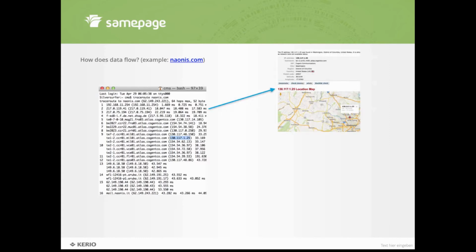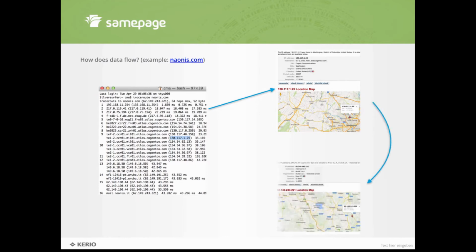When you do a trace route, you can easily see the different hops your packages are doing. And then I saw an IP, 130.117.125, which gives me the host cogentco.com. So I was wondering, okay, who is cogentco.com? So I searched for this IP, and what do I see? This IP is based in the US. And then it goes forward to the Italian server.